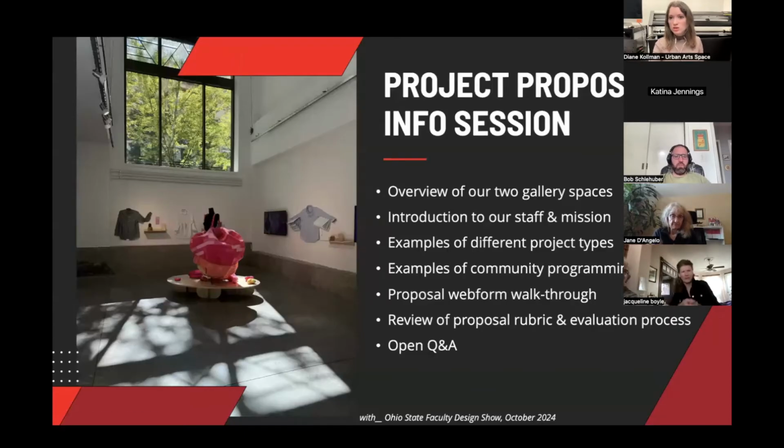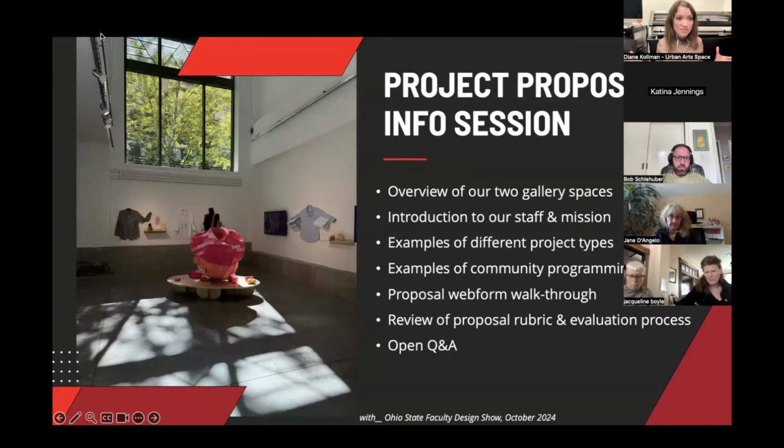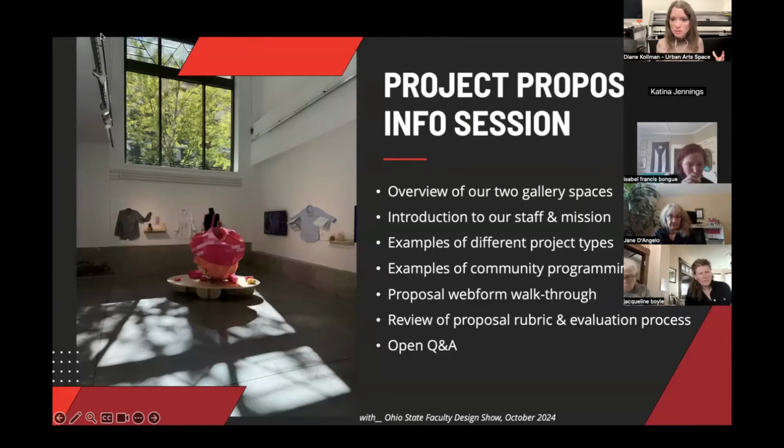And so for the structure of this session here, I want to just go over what we'll be touching on. So we'll start with an overview of our 2 gallery spaces because we have one downtown and one on campus, and then an introduction to all of our staff and our mission, which will help you in crafting your proposal to adhere to our mission. And then examples, some different project types like solo versus group exhibitions, that sort of thing. And then also examples of community programming, because that's something we're really emphasizing in this proposal round for the 2025-26, and how we define community programming, examples of what that might look like.